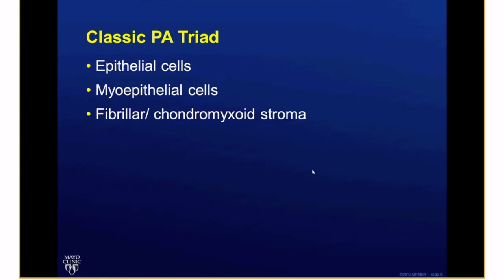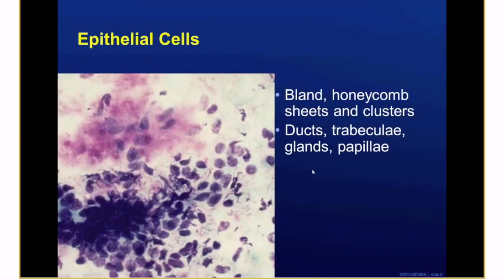On cytology, we can make the definitive diagnosis as long as we have this classic triad of epithelial cells, myoepithelial cells, and fibrillary or chondromyxoid stroma. The epithelial cells look very bland. They form sheets or clusters of oval cells with a very high N/C ratio. They can also form ducts, trabeculae, glands, papillae.